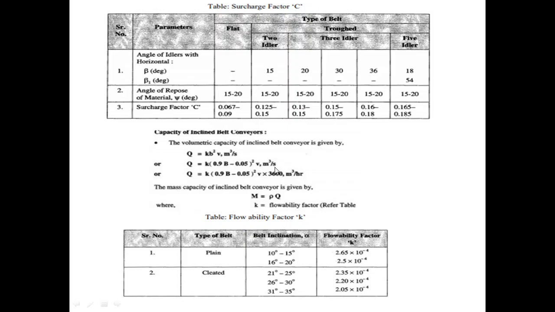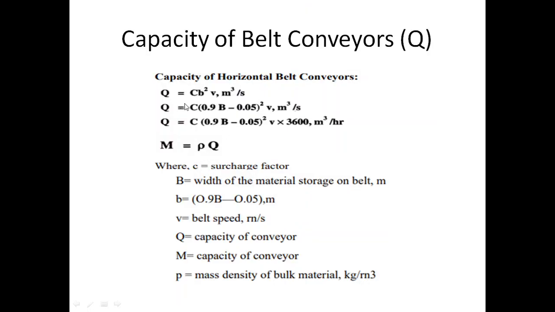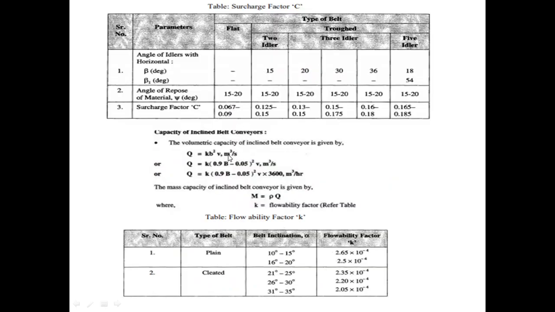Then, in a similar way, we want to calculate the capacity of the inclined belt conveyor. For the volumetric capacity of the inclined belt conveyor, if the word inclined is given in the problem statement, then you have to use this formula. If horizontal is given, then you use Q is equal to C B square V. And here Q is equal to K B square V. This value is again in meter cube per second. For K, you will get the same formula. What is the value of B? 0.9 B minus 0.05.